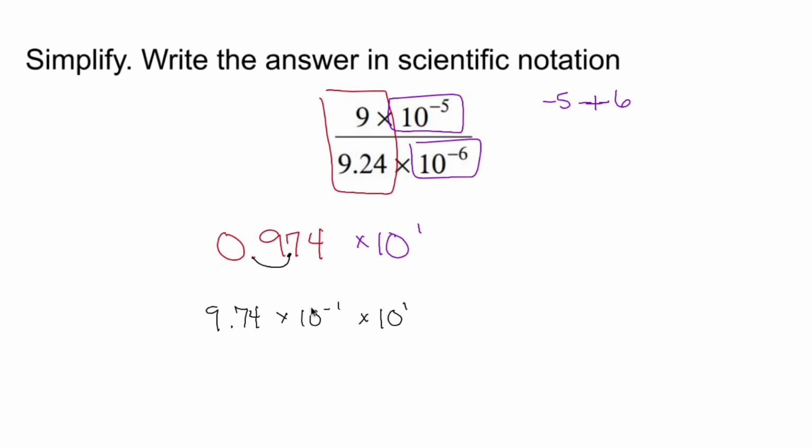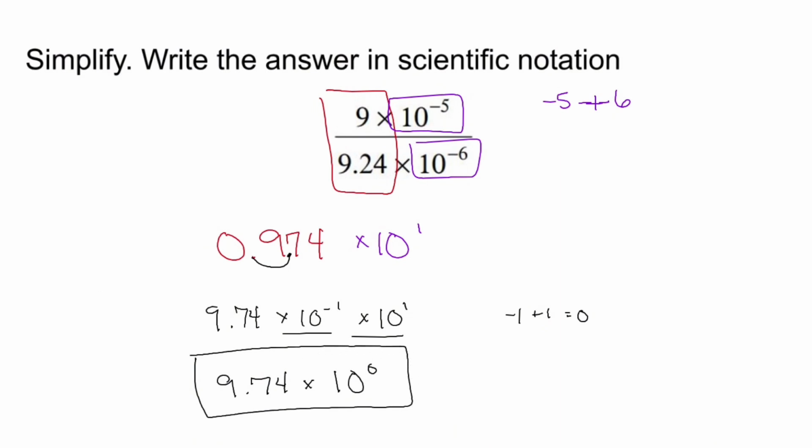Now, when you multiply terms of the same base, you add the exponents. So 9.74 times 10 to the negative 1. Negative 1 plus 1 is 0. So this just becomes 10 to the 0. And that's going to be our guy. Kind of a weird, ugly, gross problem, but we did it.